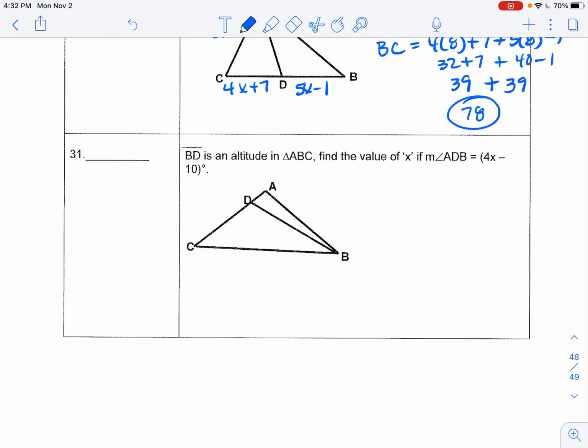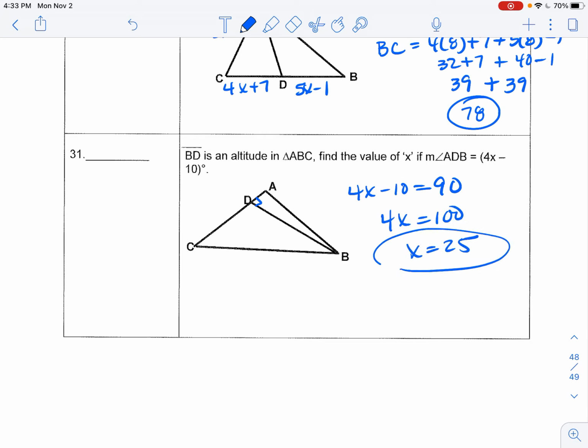And the last one, BD is an altitude. An altitude means it hits perpendicular. Find the value of x if the measure of angle ADB is equal to 4x minus 10. Well, that equals 90. Add 10 to both sides. 4x is equal to 100 and x is equal to 25. And that's it for this review.